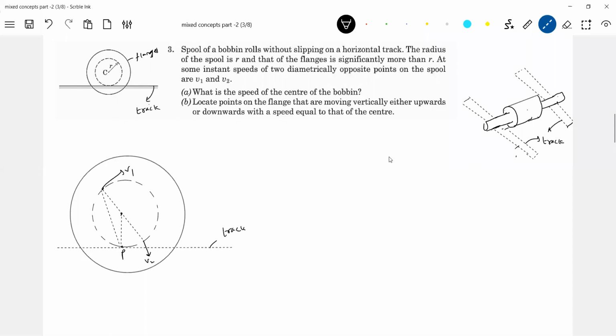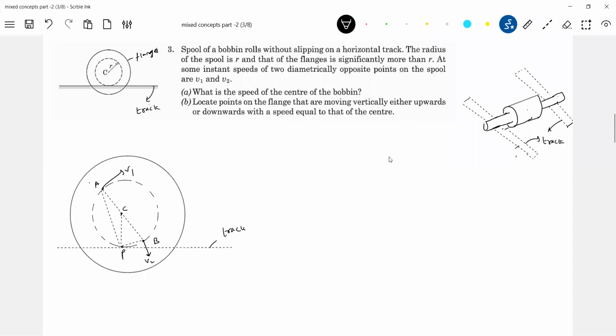Let me have some triangle here. Okay, this is the center C. It is having pure rolling. He himself is telling that one. So these points, I'll call this A. This is B. What is the speed of the center of the bobbin? It is asking VC, no? But we have information only about V1 and V2. VA and VB we know are equal to V1 and V2. Okay, how to get all the things?